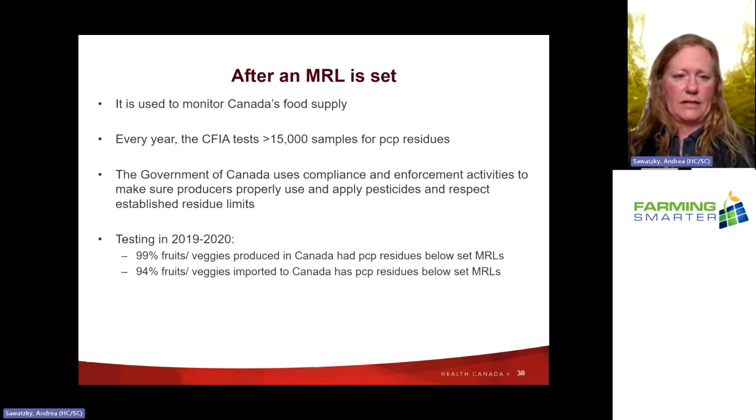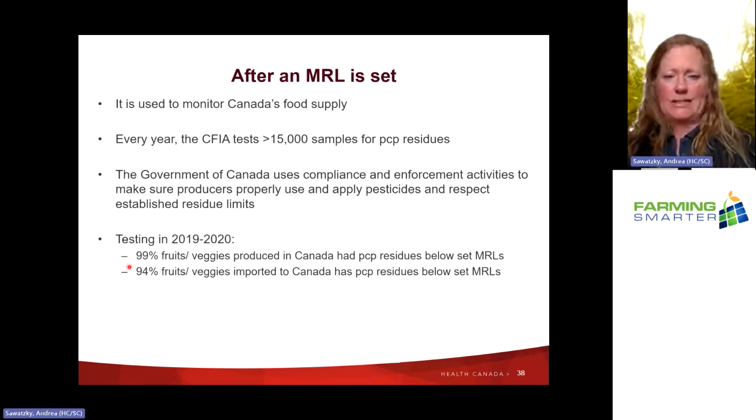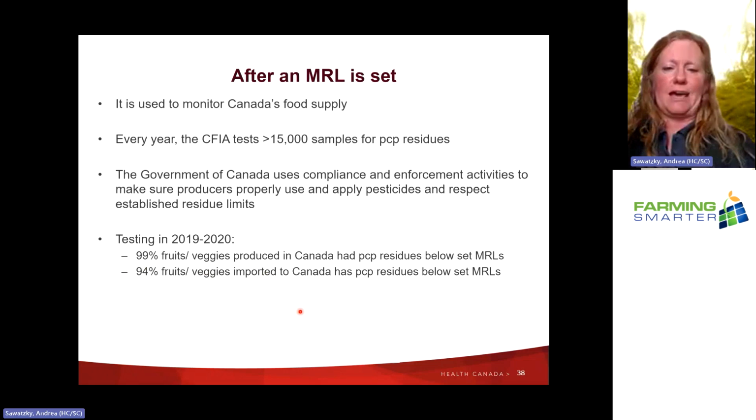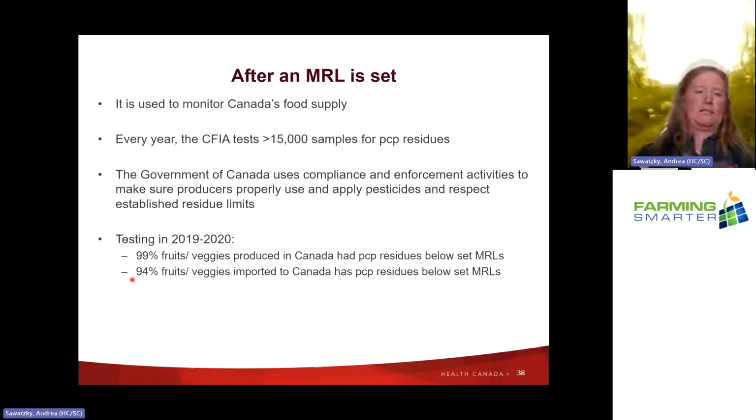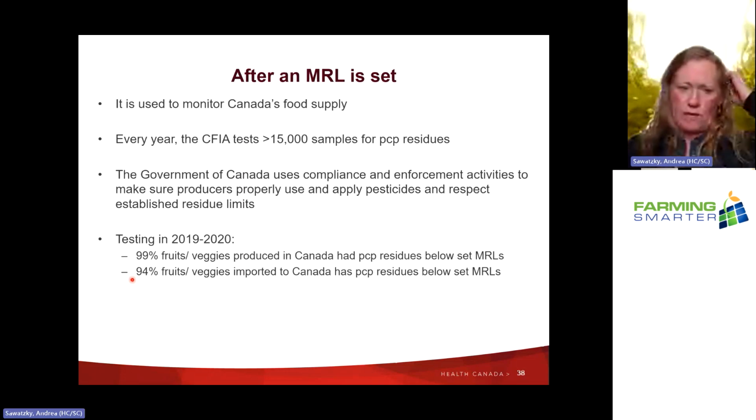This is the latest information I could find, but in testing in 2019 to 2020, basically 99% of fruits and vegetables produced in Canada had pesticide residues below the set maximum residue limits. And of the imported food, 94% were below. When I looked at 2018 to 2019, the numbers were a bit lower, so the numbers are progressing higher. So it's getting much better.